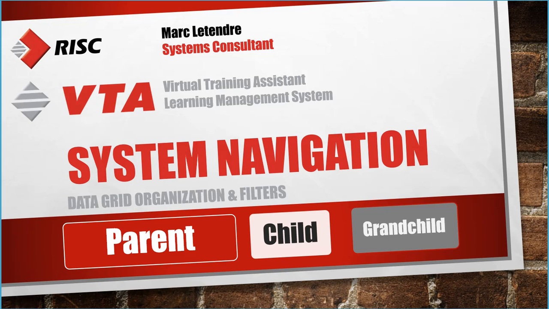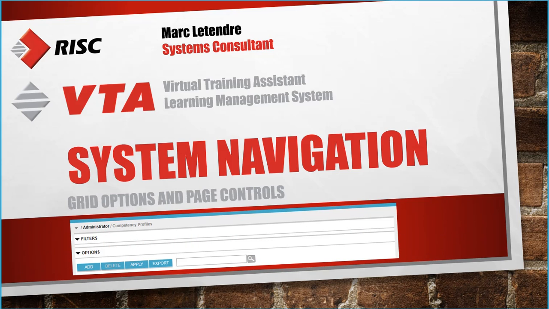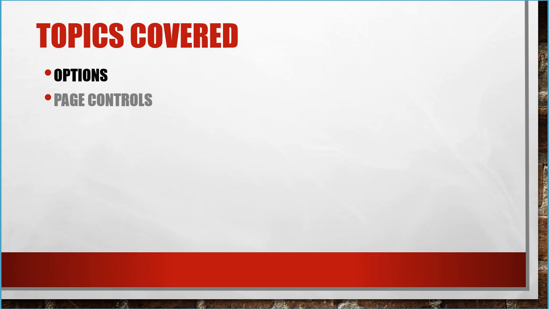In a previous video, I discussed data grid filters and how you could use them to save time scrolling or paging to get to the data you care about. In this video, I'll discuss the data grid's options feature used to manage the fields displayed on your grids and record tooltips, and how to use a grid's page controls.